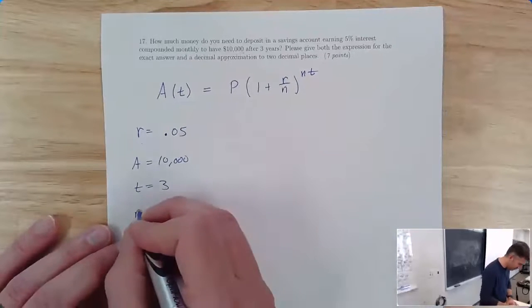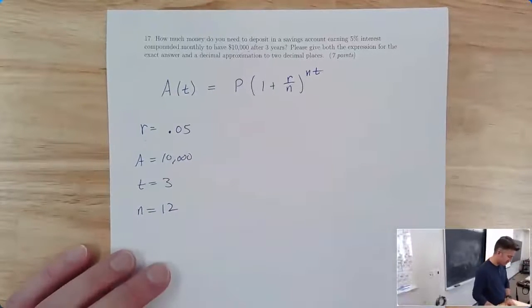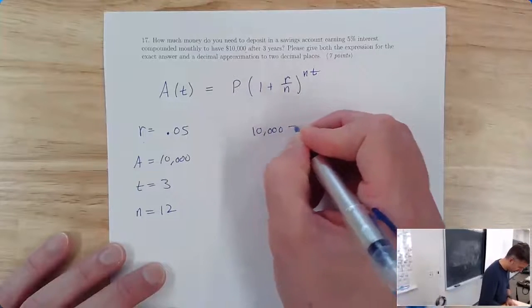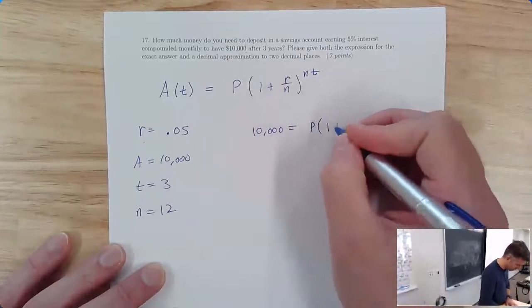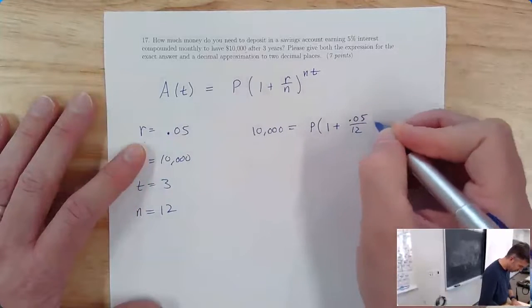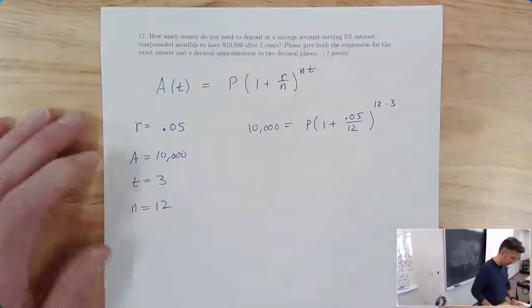I need N. What should N be? 12, because we're compounding monthly. So then we're just going to toss all this into the formula. We've got 10,000 equal to P times 1 plus 0.05 divided by 12 to the 12 times 3 power.